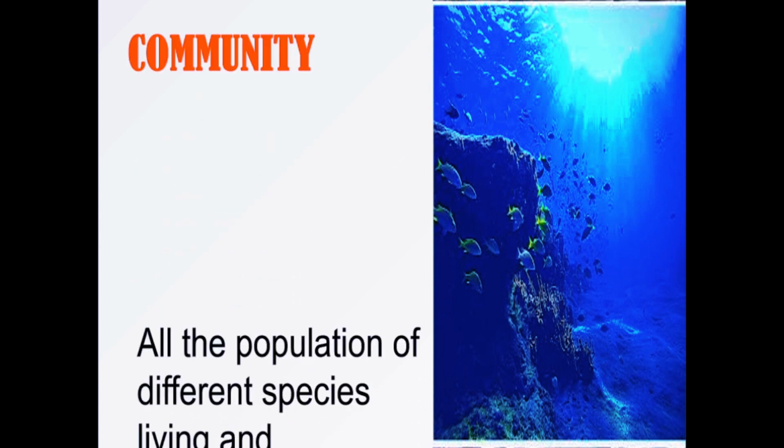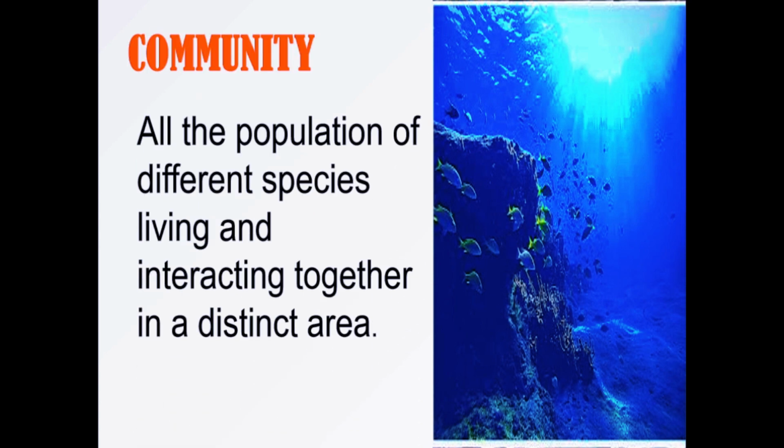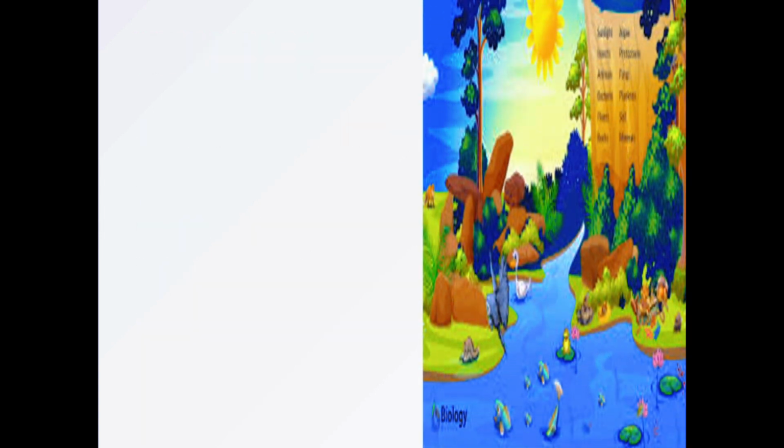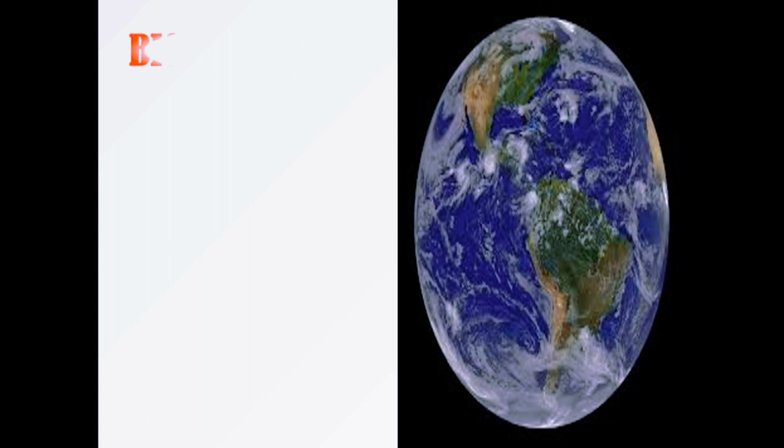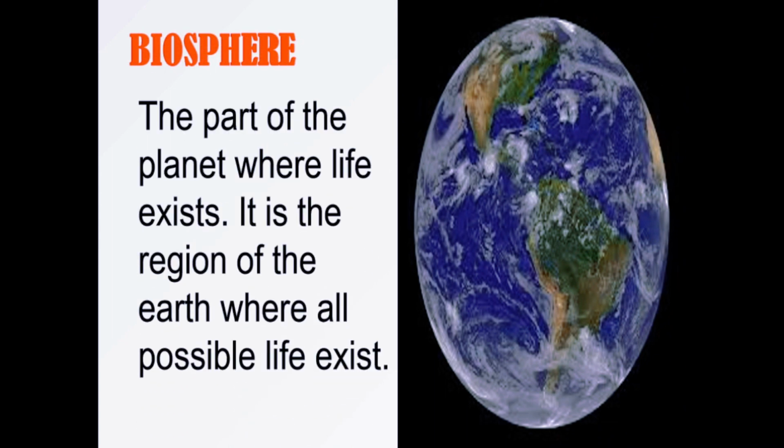When we say community, it is all the populations of different species living and interacting together in a distinct area. So, next, this is an ecosystem. It's a community of living organisms and the non-living components. So, next, this is the biosphere. When we say biosphere, it is the part of the planet where life exists. It is the region of the earth where all possible life exists. So, one example is Earth, right?